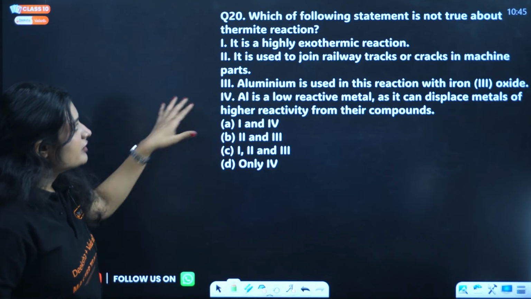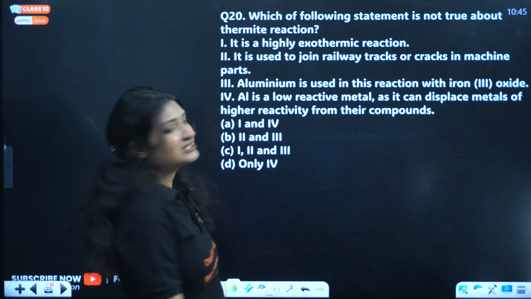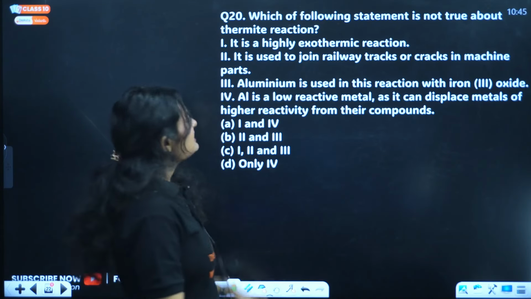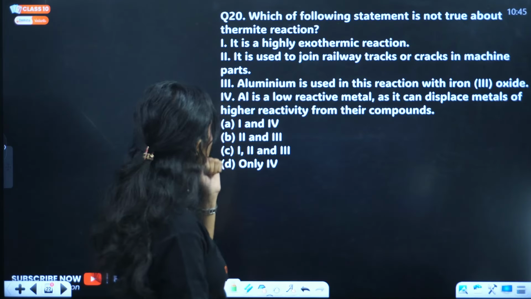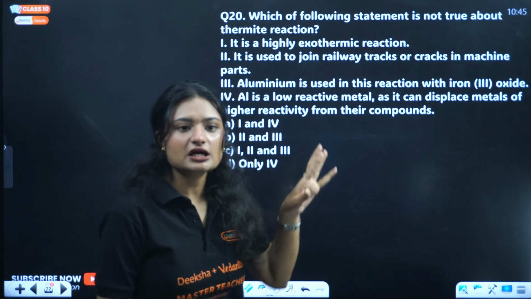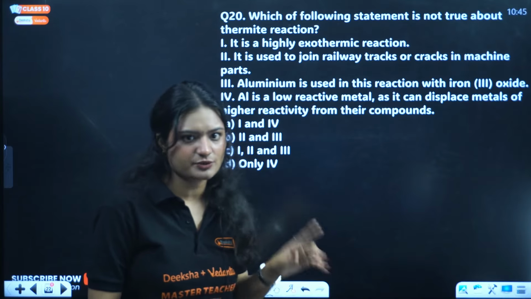Next question. Which of the following statements is not true about thermite reaction? Okay, it is a highly exothermic reaction. It is used to join railway tracks or cracks in. You need to figure out the not true, the incorrect statement. Focus on that.